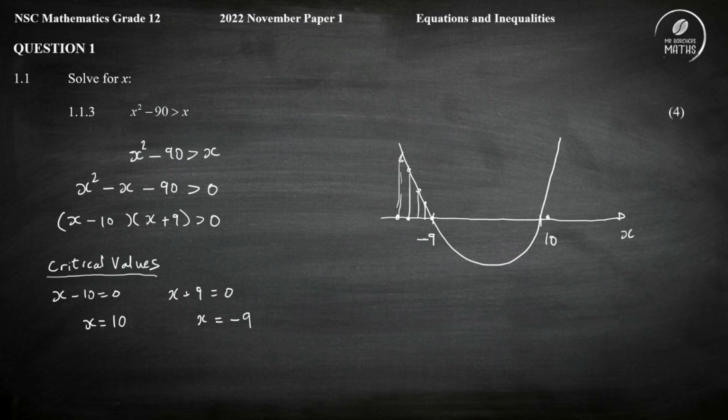And then we see that any x value that is greater than 10 maps onto an output value that is greater than 0. So we see that when x is less than negative 9, we get positive output values. When x is greater than 10, we also get positive output values. So this means that x must be less than negative 9, or x would need to be greater than 10.